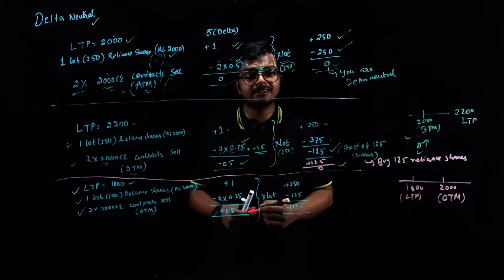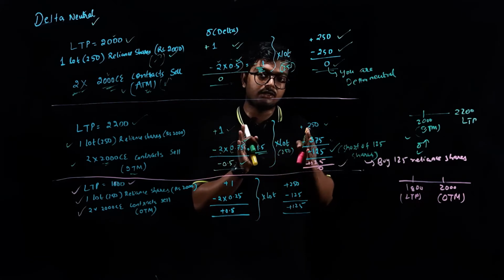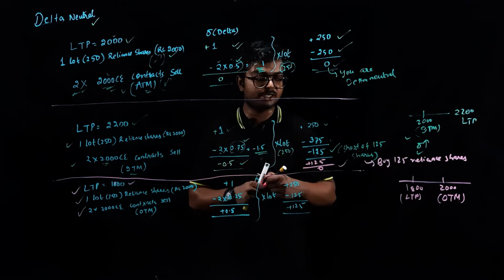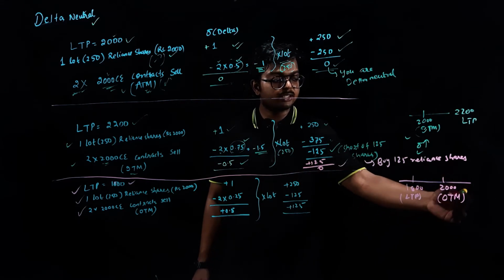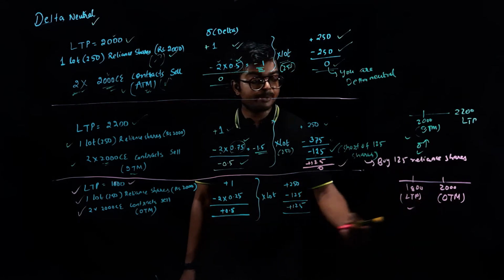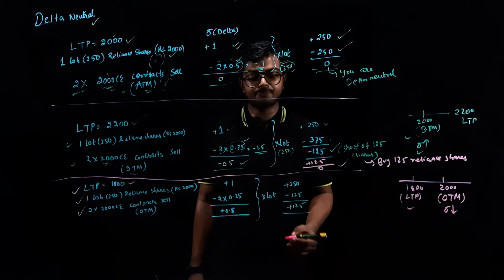This thing we have discussed in the first concept of intermediate one, how to decide at the money, in the money and out of the money. If you don't remember, then please check. So this 2000 is out of the money for the LTP 1800. So what would happen in the out of the money case? The delta would decrease, right?